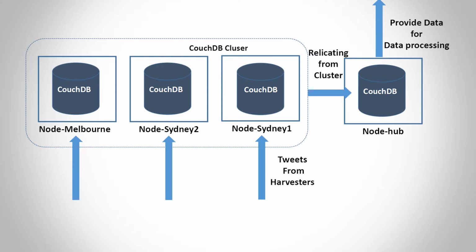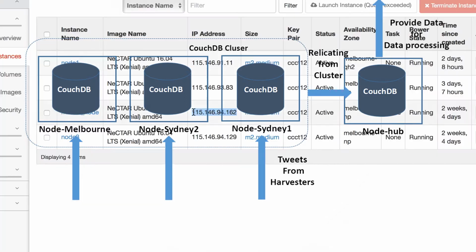To make the back-end data isolated from the front end, we have another CouchDB locally on the front-end server, which is continuously replicated from the CouchDB cluster. In this way, we can keep our data safe.